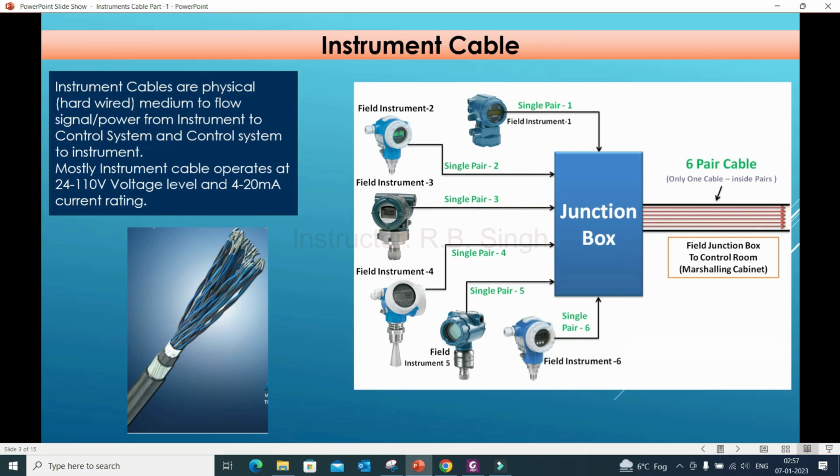In the right side figure you can see the field instruments, and the signal is going toward the junction box, and from the junction box it is going toward the control room. So this signal is flowing through the cables. Different cables can be used for different field devices. Further, from the junction box all the cables can be combined and only one multi-pair cable goes towards the control room.